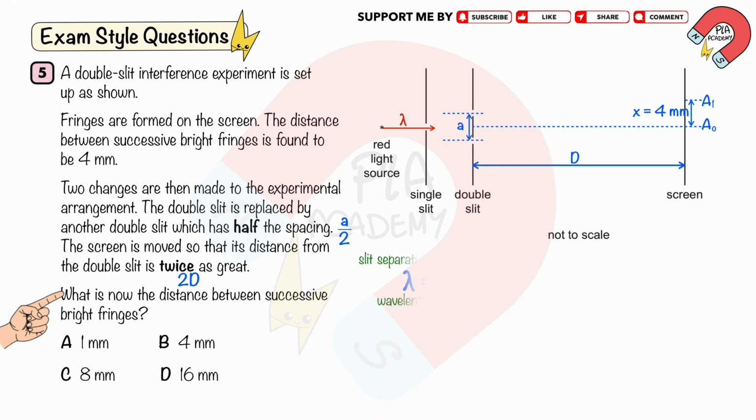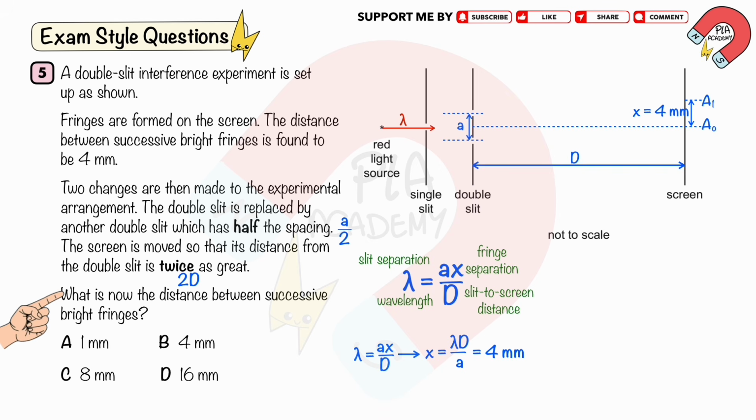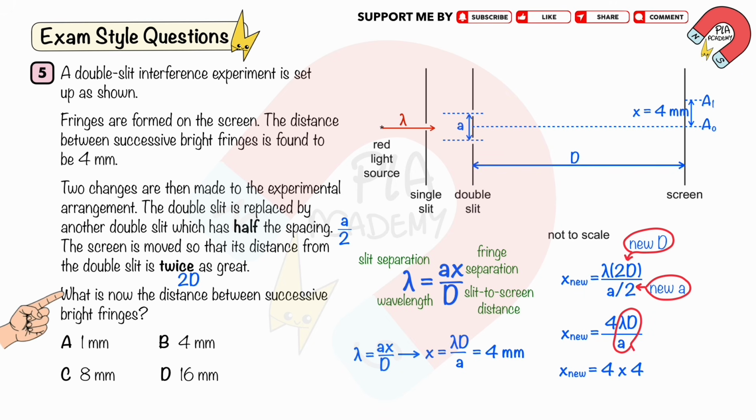From the equation, lambda equals AX divided by D. Rearranging the equation as X equals lambda D divided by A. From the diagram, the old fringe separation X equals 4 mm. Substituting new D equals 2D, and new A equals A over 2. So, new X equals 4 lambda D over A. Substituting lambda D over A equals 4 mm. So, new X equals 16 mm.